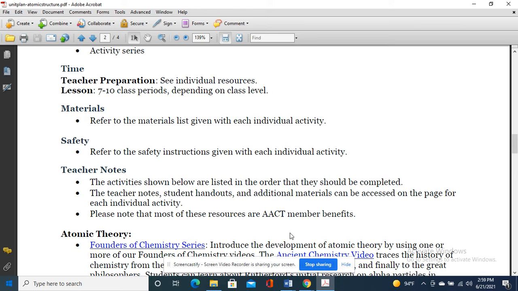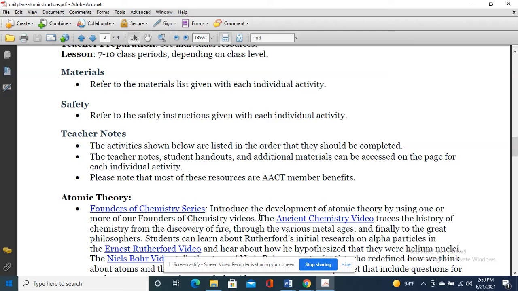The students will have to make some observations, and at the end, they should be able to give explanations. After they've done the simulation, they will have a series of videos from the Founders of Chemistry series from each scientist. For every scientist that contributed to the atom, there is a video and there's a worksheet that I've attached to that.